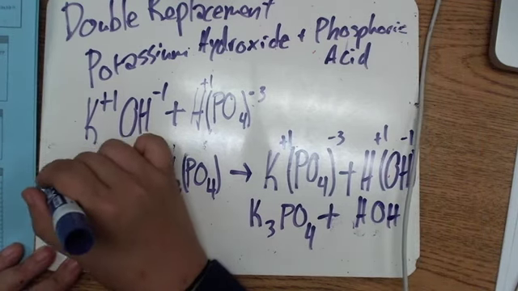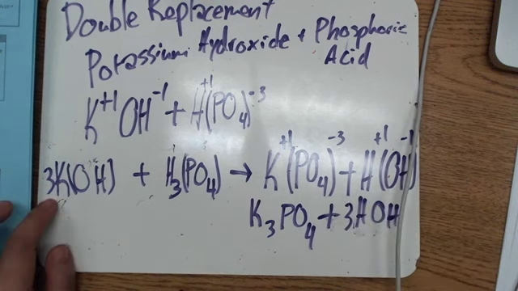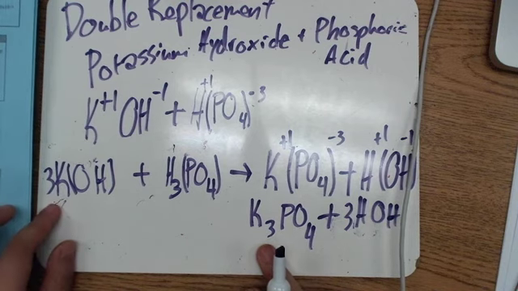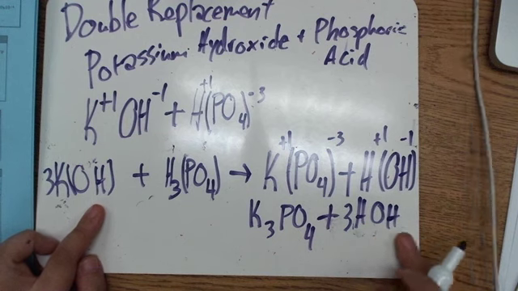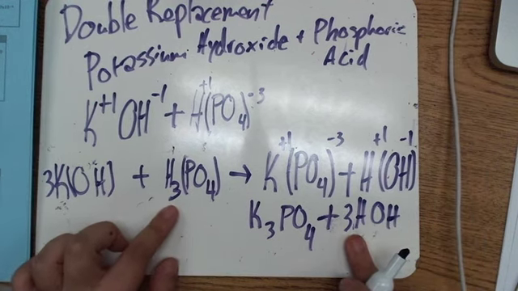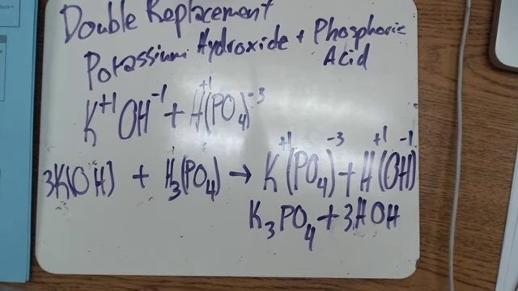I'm going to put 3 here. I need to put 3 here. Because I had 3 potassiums, I need 3 potassiums here. Because I have 3 hydroxides, I'm going to have 3 hydroxides here. My 3 hydrogens balance with my 3 hydrogens here. And my PO4 balances with PO4.